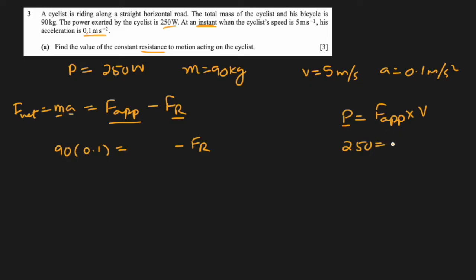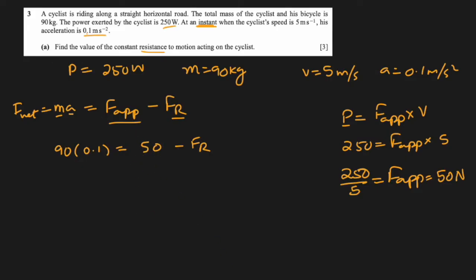Applied force we want to find out, but we know the speed at that moment, which is 5 meters per second. Cross multiply, equal to applied force, which comes out to be 50 newtons. Okay, so we will write 50 newtons here.